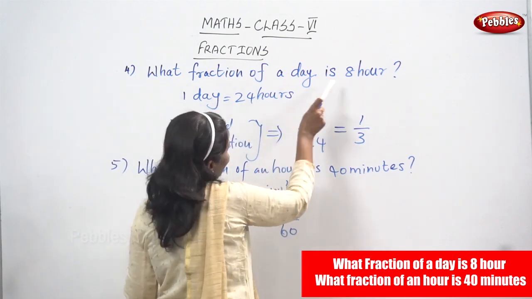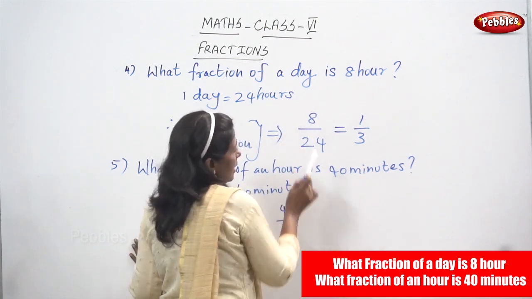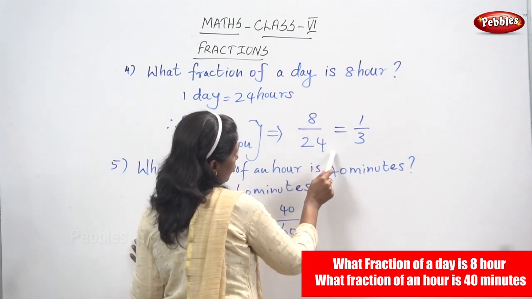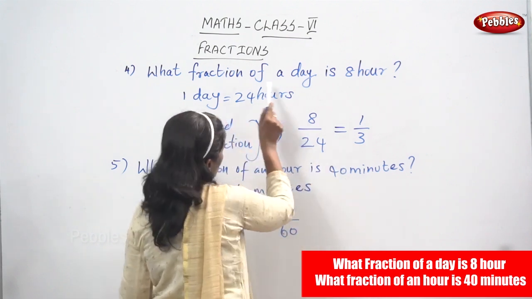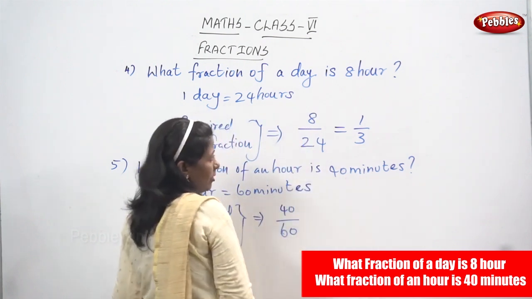What fraction of a day is 8 hours? The required fraction is 8 by 24. 8 is the numerator and 24 is the denominator, because 1 day is equal to 24 hours. The question is, what fraction of a day is 8 hours? So 8 by 24 is the required fraction.